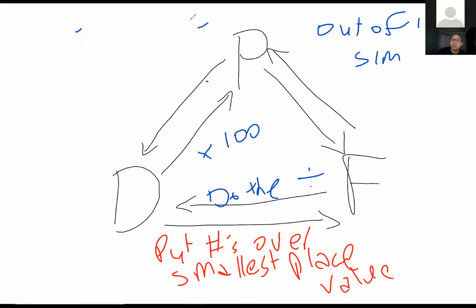Oh my goodness, something's in the way. I can't write the rest of the word. All right, so put it out of 100 and simplify. I used the wrong color. Oh well, too bad. All right, let's keep going.